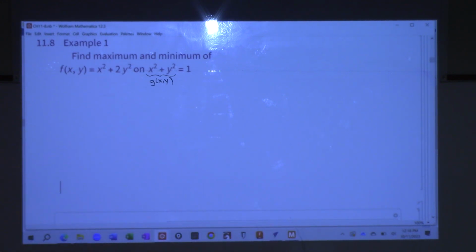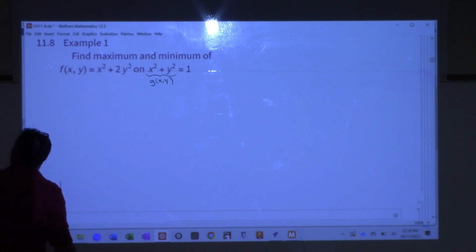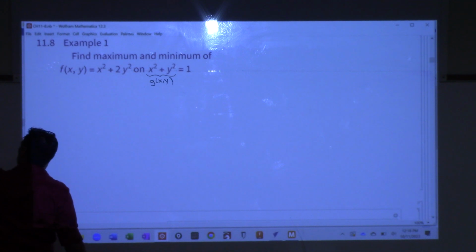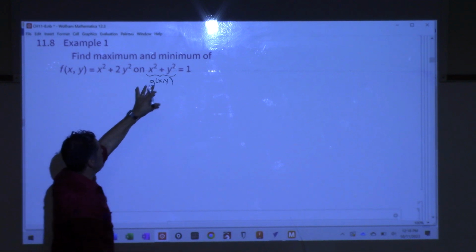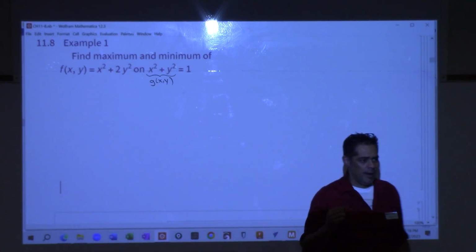What were the three equations that I must simultaneously solve? Equation 1: the partial of f with respect to x must equal lambda times the partial of g with respect to x. Equation 2: the partial of f with respect to y must equal lambda times the partial of g with respect to y. Equation 3: g of x, y must be k. That just means that the constraint equation must always be true, all right?